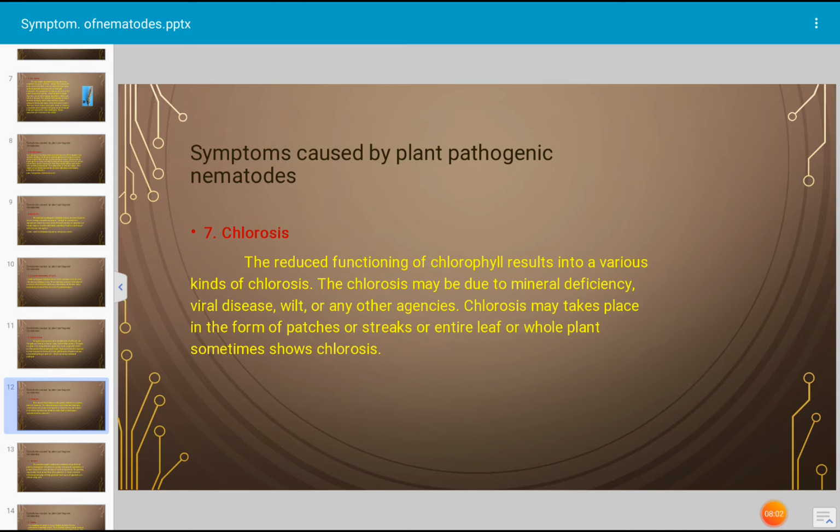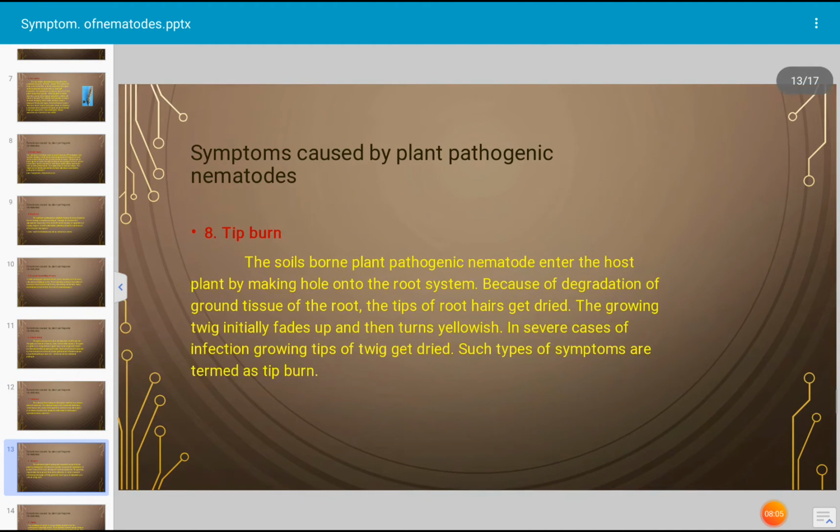Okay, next symptom, tip burn. The soil-borne plant pathogenic nematode enters the host plant by making holes in the root system. Because of degradation of ground tissue of the root, the tips of the root hairs get dried. The growing tips or twigs are initially affected and then turn yellowish. In severe cases of infection, growing tips of the twig get dried. Such symptoms are termed as tip burn symptoms.